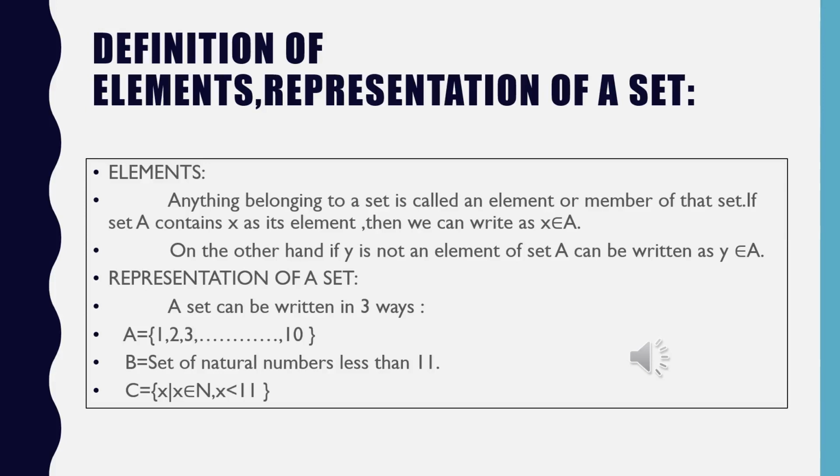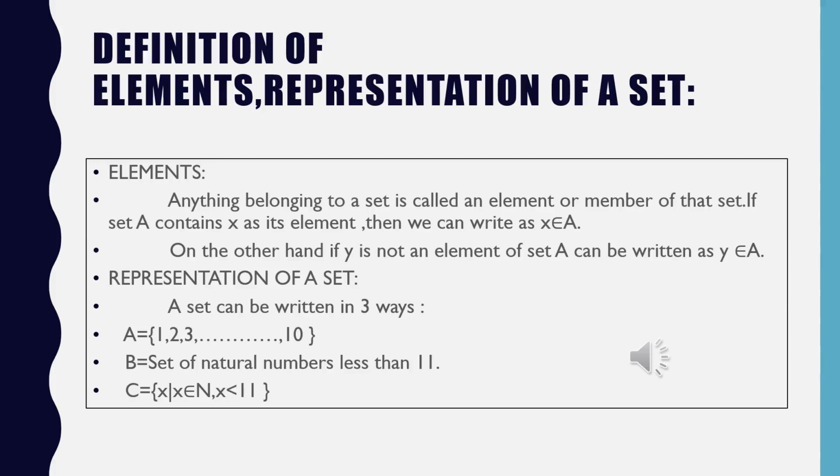Suppose I say x is a natural number and it is less than 11. How will I write this set in tabular form? I'll write set A is equal to, in curly brackets, 1, 2, 3, 4, dash dash, till 10. Close the curly bracket. It is the set of natural numbers less than 11, and the elements of this set are 10 in number. I will call this simply the tabular method of the set.